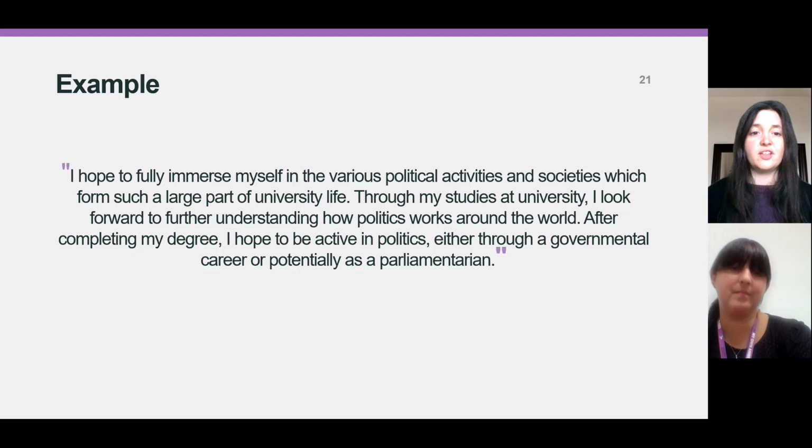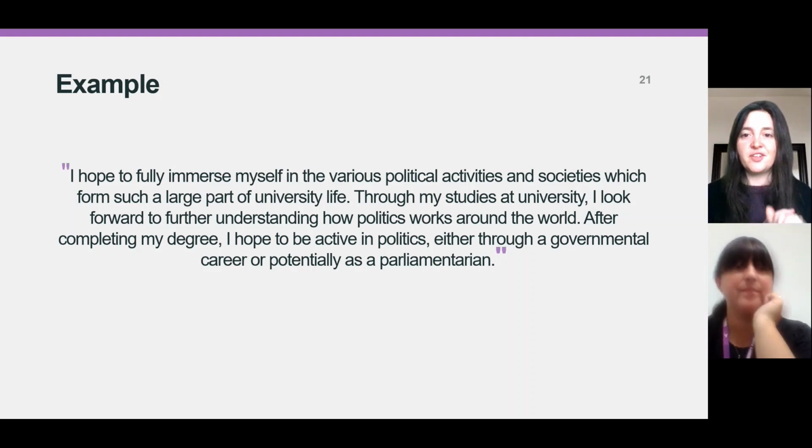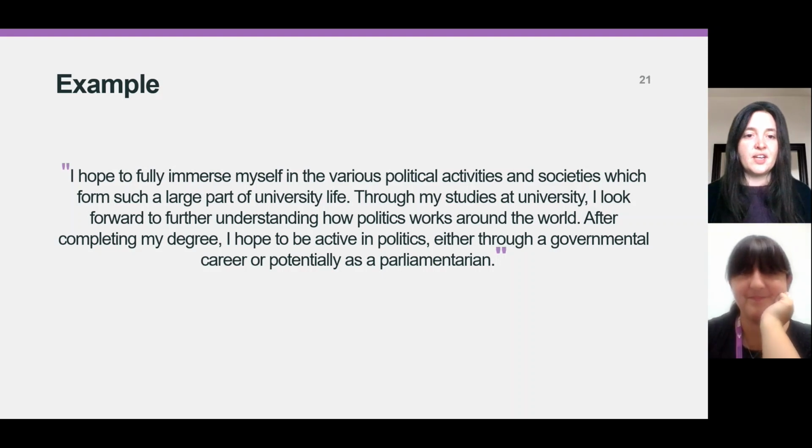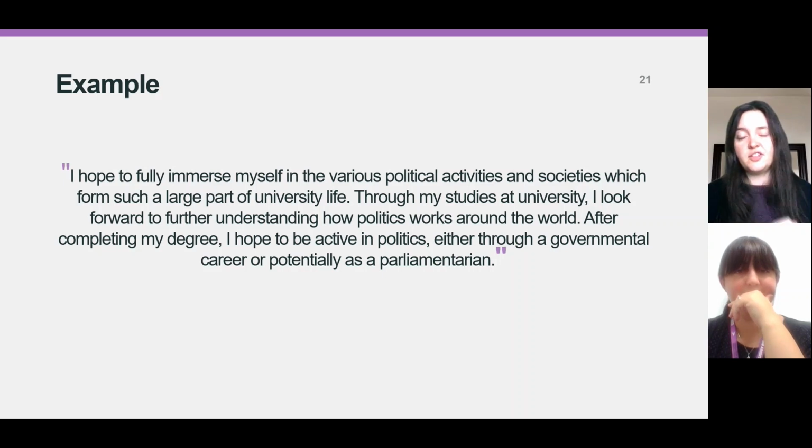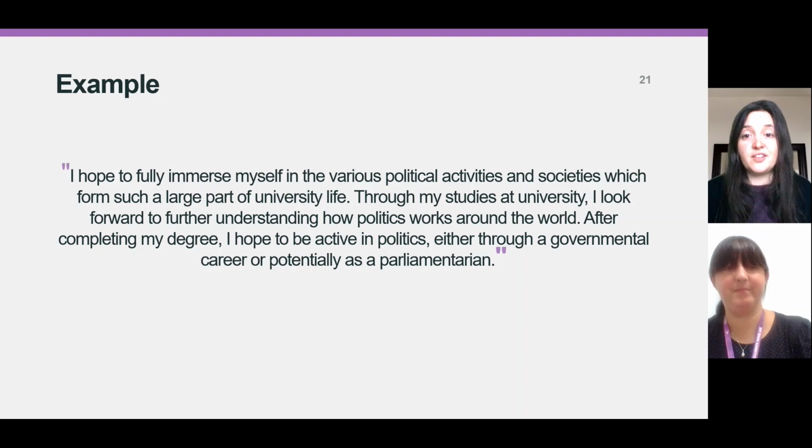So here, you don't have to cover every single one of those points, but they've covered what they're looking forward to at university, the wider university experience, what they're looking forward to learning on the course, and then they've linked it to a future career. So they've covered all three. You don't have to do all of that if you don't have answers to all of those, but it gives you a nice example of how all three would look. They've really brought everything together in the conclusion there.